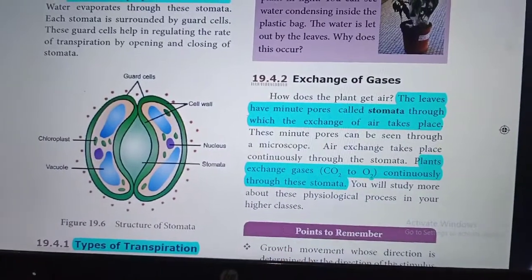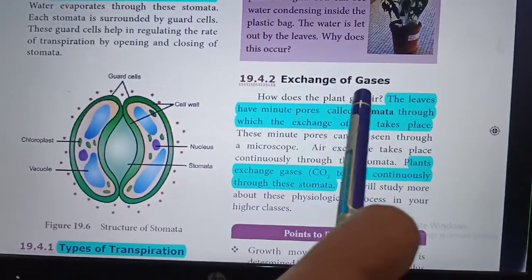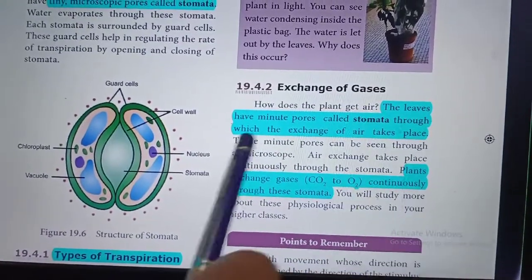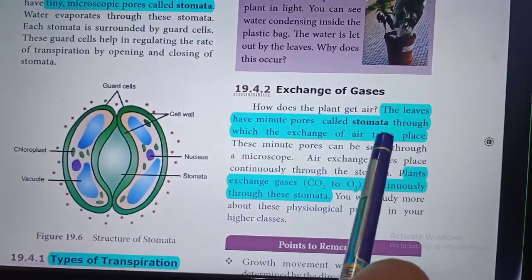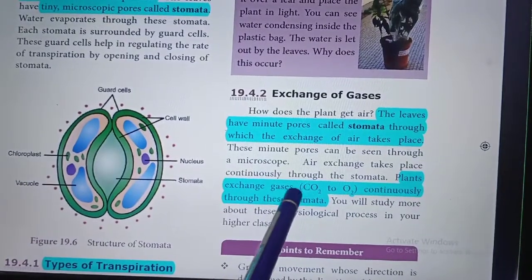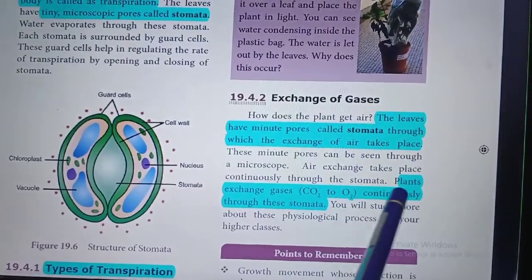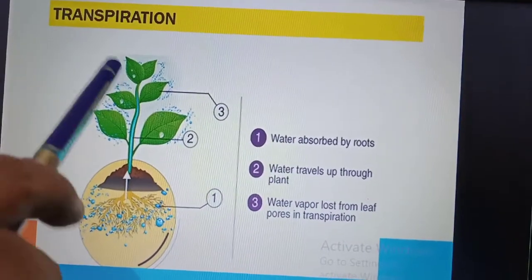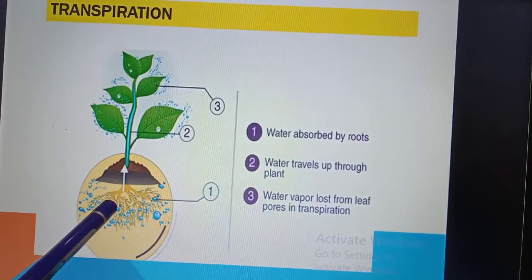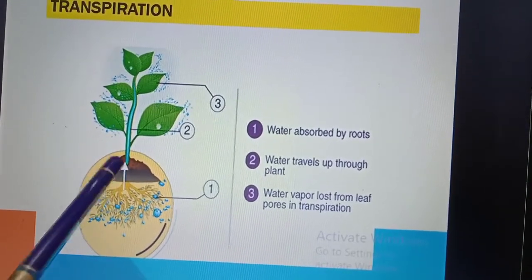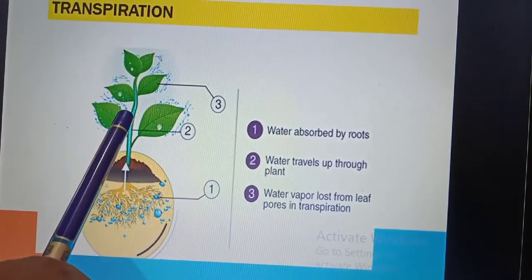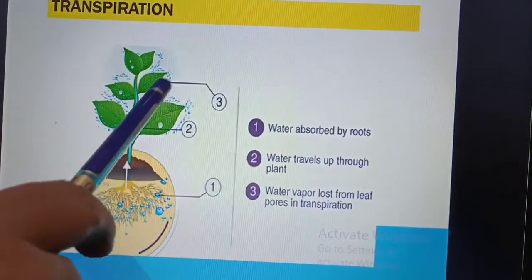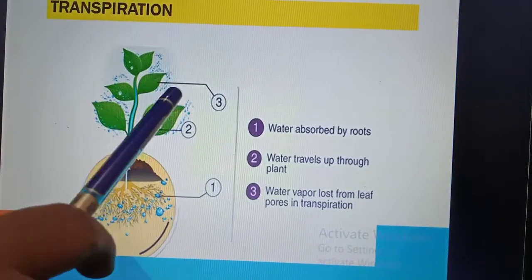Next is exchange of gases. The leaves have minute pores called stomata through which the exchange of air takes place. Plants exchange gases, that is CO2 and O2, continuously through these stomata. This is the diagrammatic representation of transpiration. Water is absorbed by the root, water travels through the plant with the help of the xylem, and water vapor is lost from the leaf pores during transpiration.